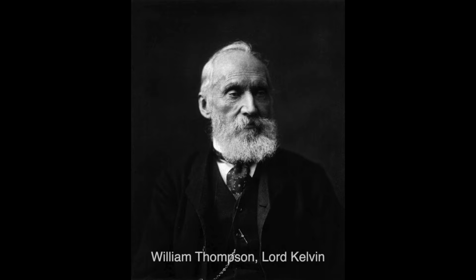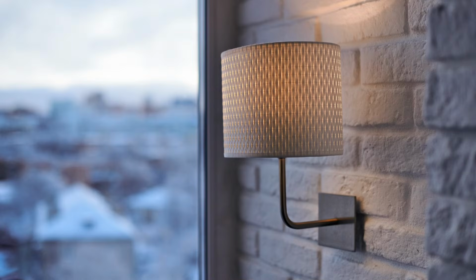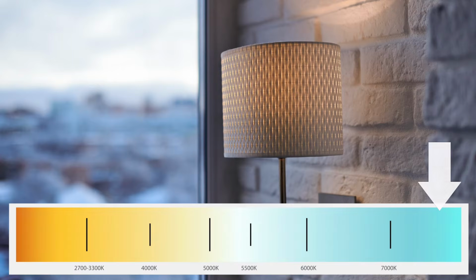Now, this was named after a British physicist named Lord Kelvin, who established a scale for measuring color temperature in the 1800s. Kelvin goes from 0, no visible light, to 1800 K, or candlelight, all the way up to 10,000 K, which would be a clear blue sky. Typical lighting falls somewhere between 2,000 to 6,500 K. The higher the number, the cooler the light. The lower the number, the warmer the light.